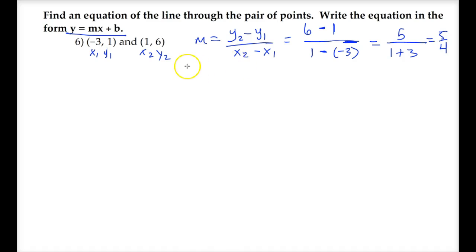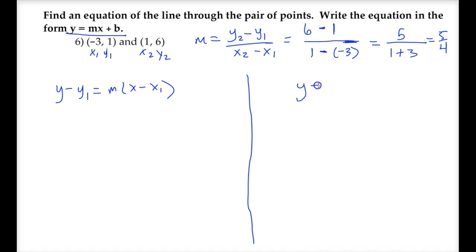So now that we have the slope, we can use the slope and either one of these points to be able to find the equation of a line. We could find it by using the point-slope form this way, or we could directly substitute everything into the slope-intercept form. I'm going to work it both ways just to make sure that everyone sees it the way that they're used to seeing it.